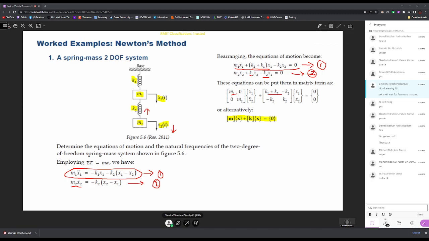All right. So in a simple way, we can write the equations as a mass matrix multiplied by the acceleration matrix, plus a stiffness matrix multiplied by the displacement matrix, equal to 0. So if you encounter any system like this, you can straight away use this matrix format and write the equation of motion.